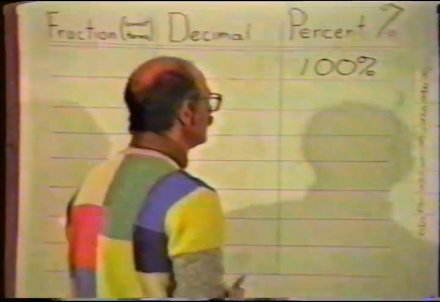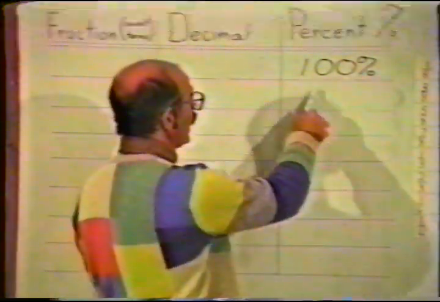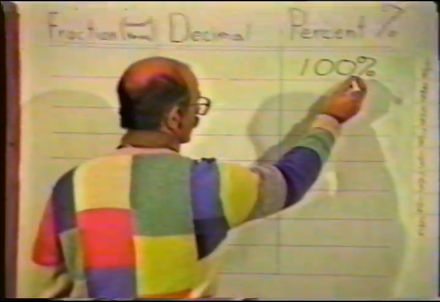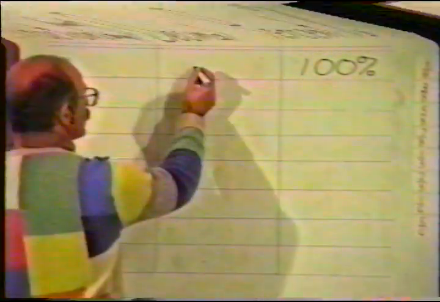Let's make that into a decimal. To make it into a decimal, we have to move the decimal point back 2 places to the left. Well, where is the decimal point? At the end. We go back 2 places and put it between the 1 and the 0.